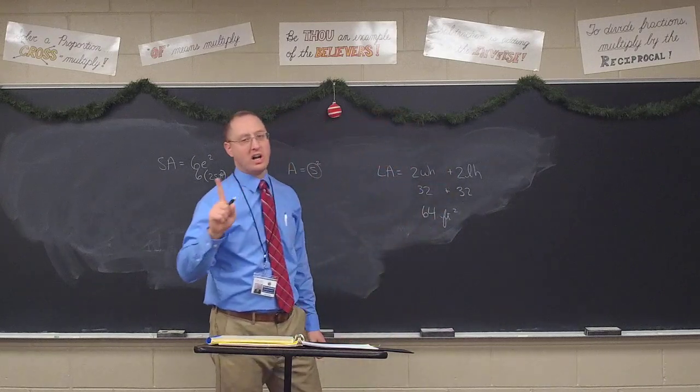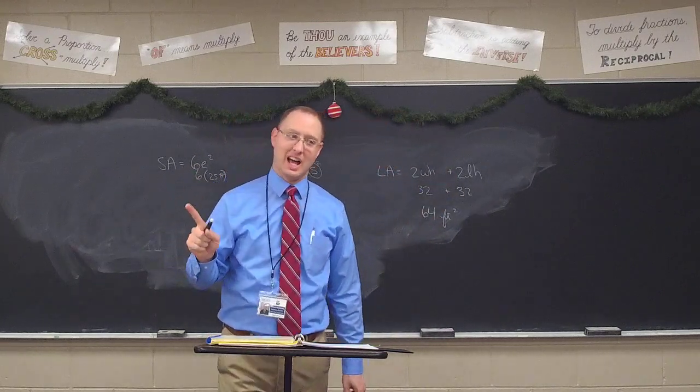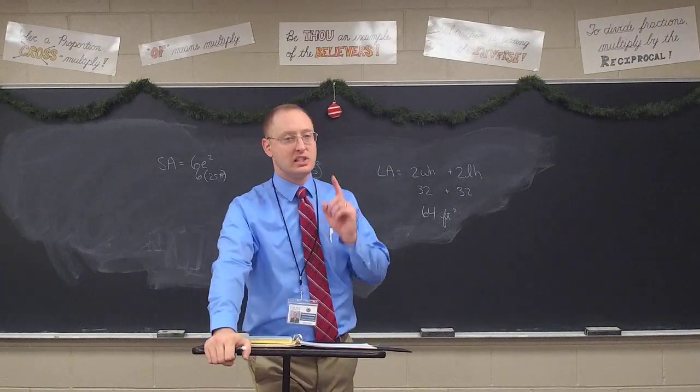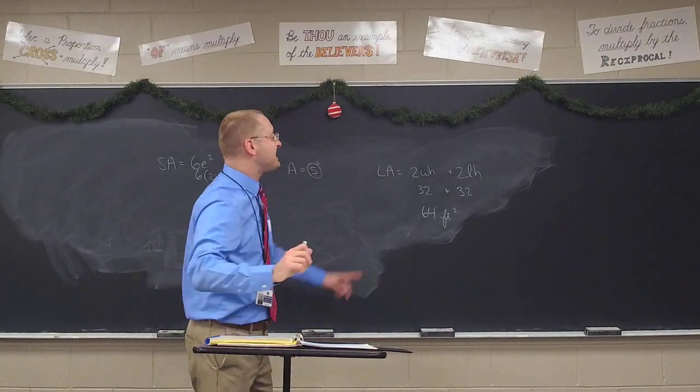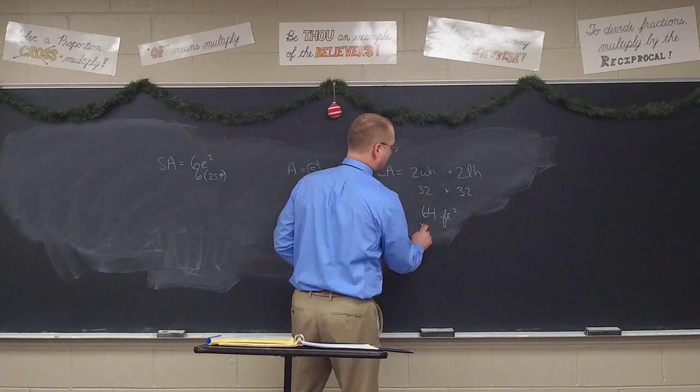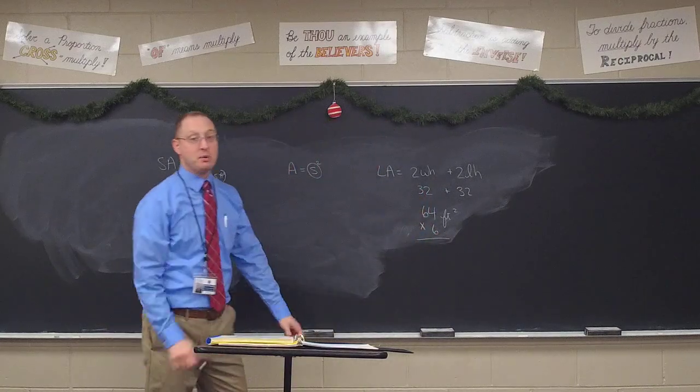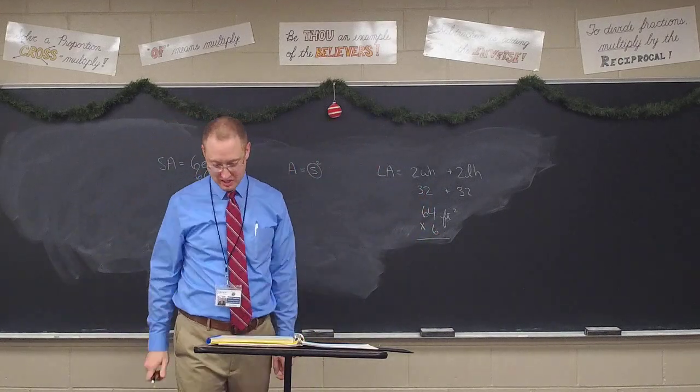That's 1 column. But, class, it said that there are 6 columns. So we then need to take the lateral area of 1 column, multiply that by 6, and what would we get for our final answer, Kirsten?